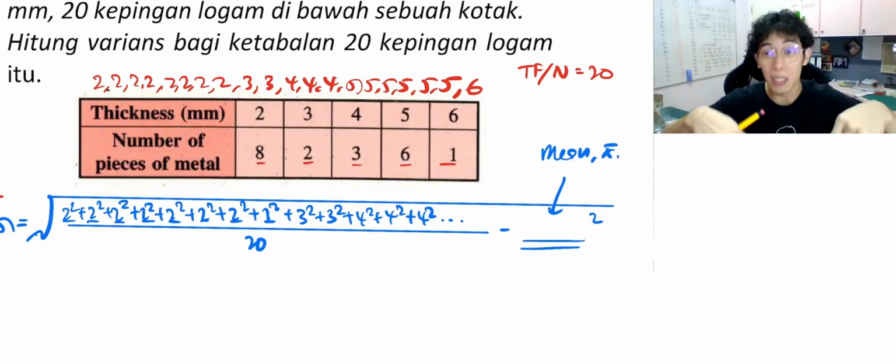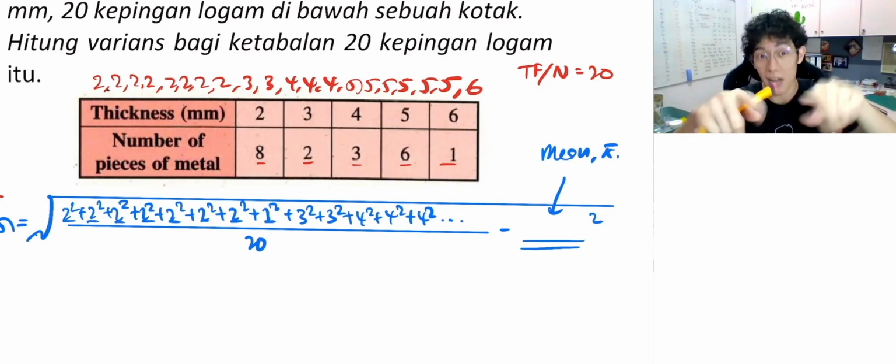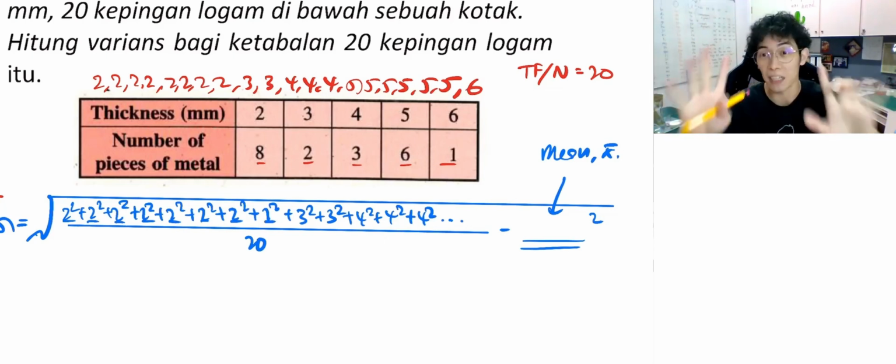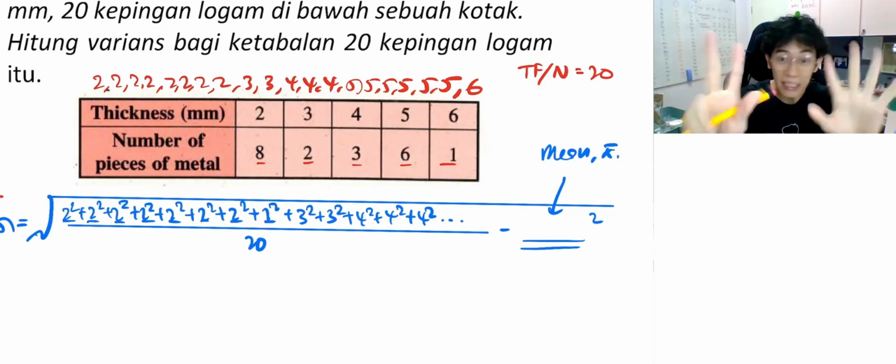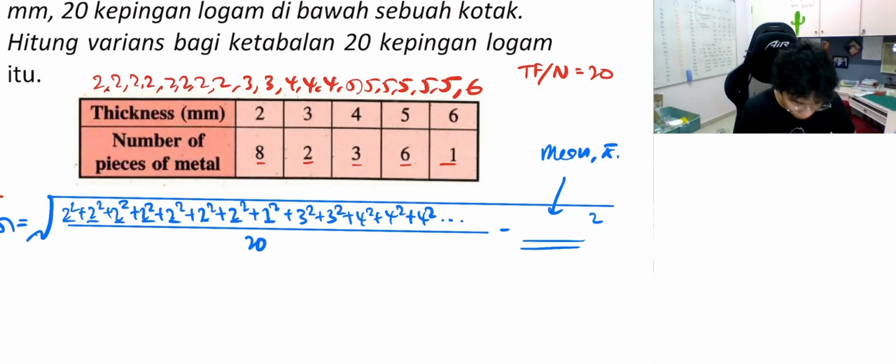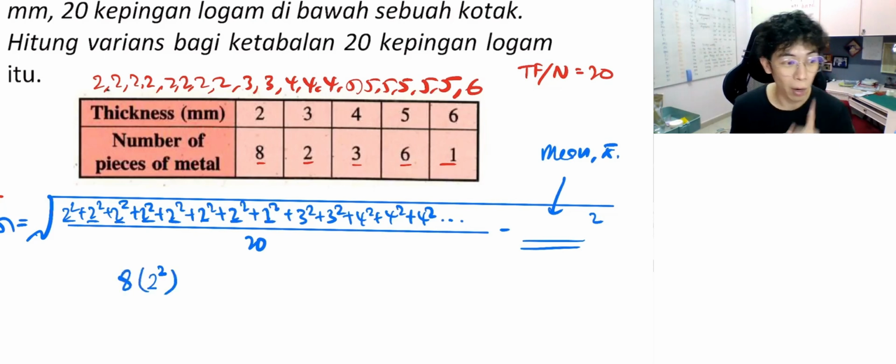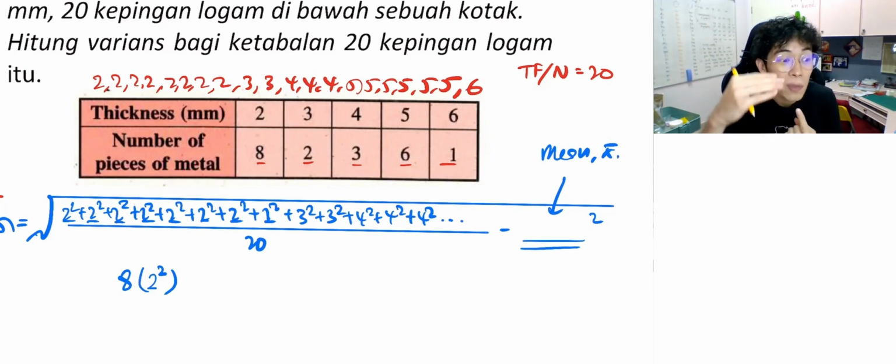Students on YouTube, pause and think. 2 square repeats 8 times, so you take this answer and times 8. You get what I mean? 2 square is 4, and 4 times 8 is 32.